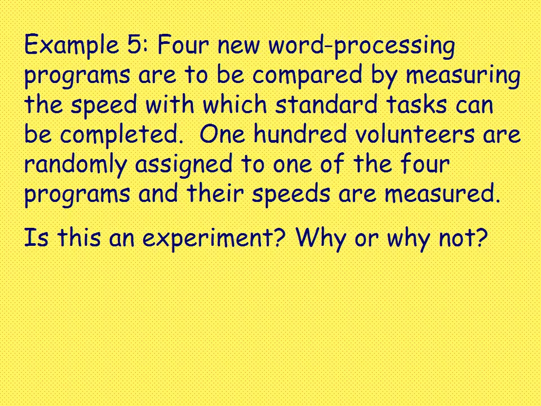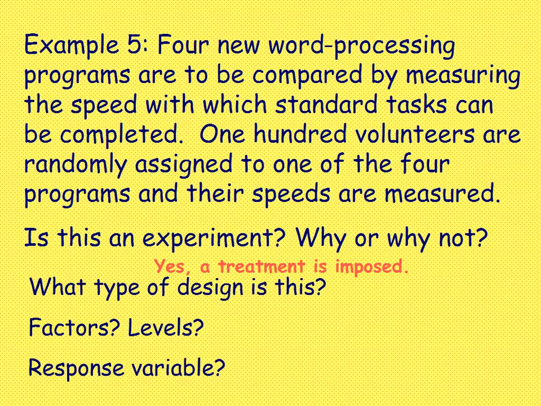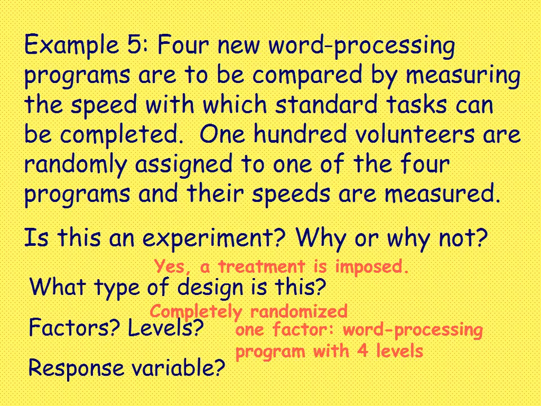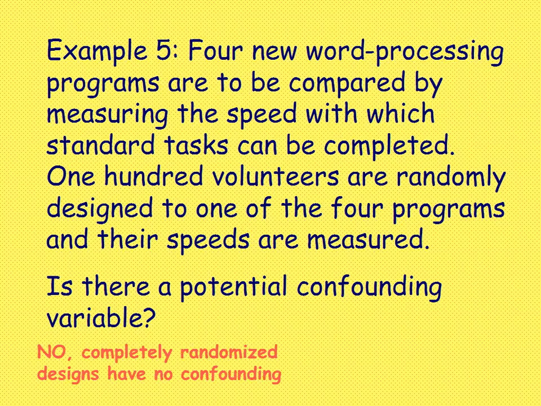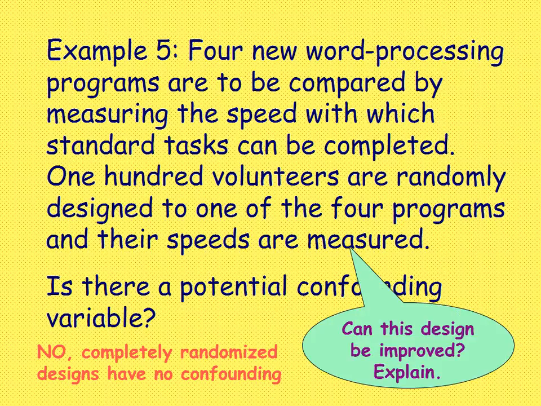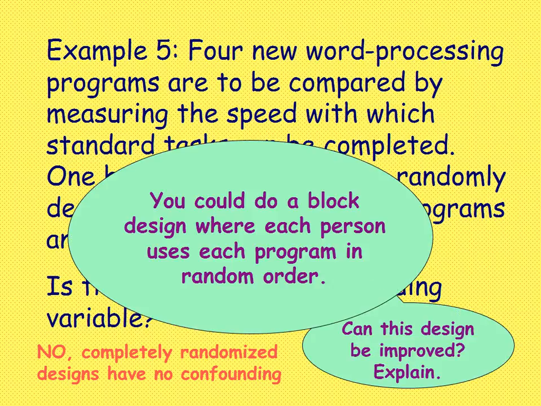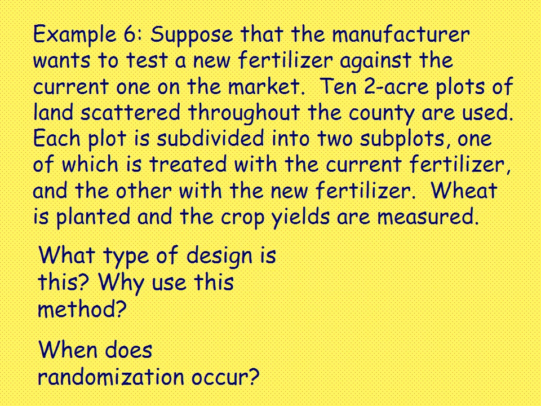Word processing programs to help type a little bit faster. 100 volunteers are randomly assigned to one of 4 programs. Is this an experiment? Yes, a treatment is imposed. Type of design, completely random. Factors are the word processing program with the multiple levels, and the response is the speed. Is there a potential confounding variable? No, when we completely randomize, we eliminate that situation. You could do a block design if you want to work on that piece.